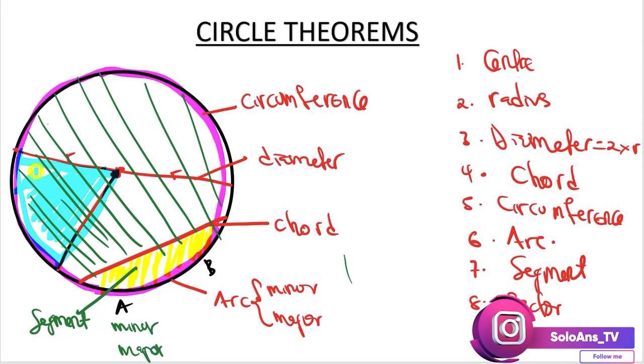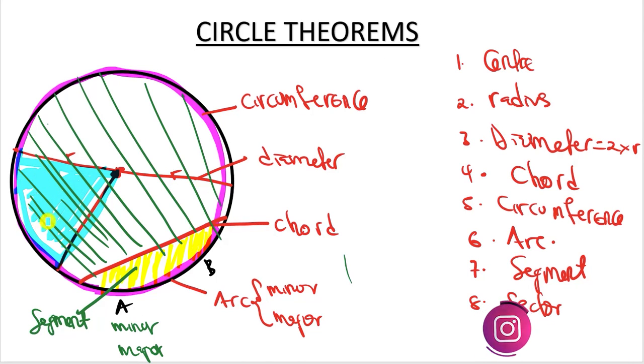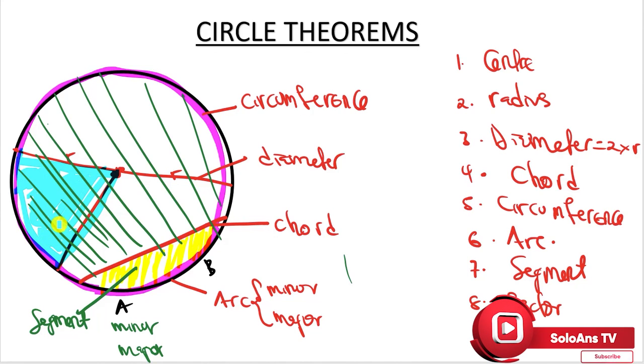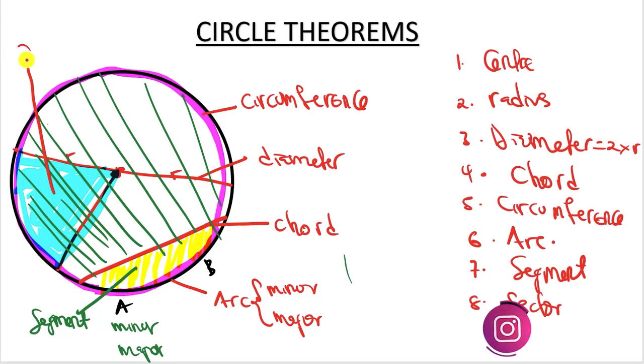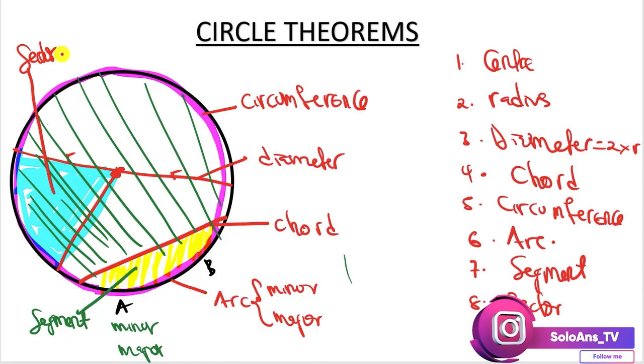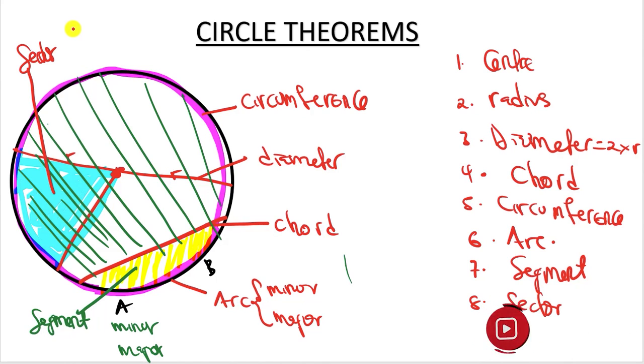All right. So this becomes our sector, the shaded region here. That is our sector. And for sector too, we have the minor sector and then major sector. So basically, these are the parts of the circle that you have to know before we start the circle theorems. If you want to get to know the theorems, then watch the next video.